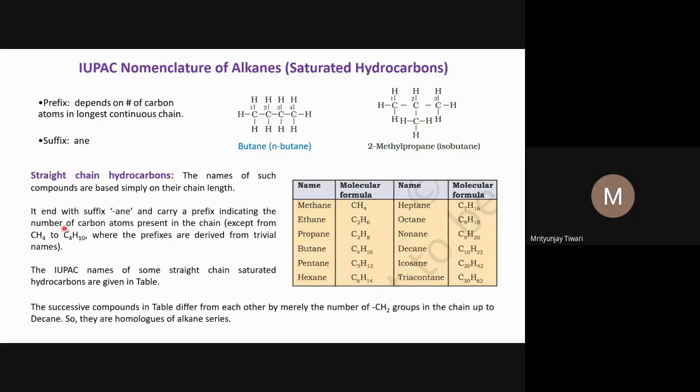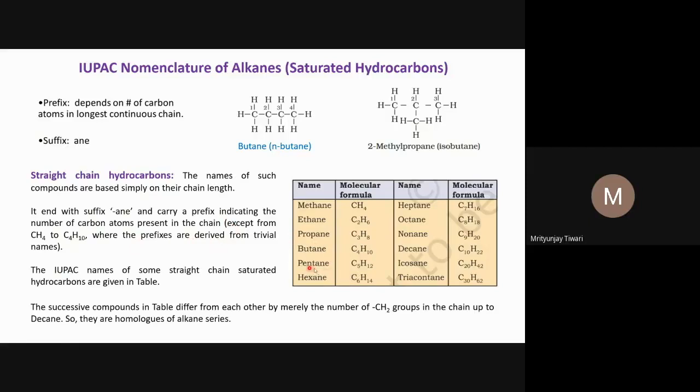So anyway, for the saturated hydrocarbons, the names we write are based simply on the chain length, and the names of the saturated hydrocarbons end with ane, which is called a suffix. They also carry prefixes, and these prefixes indicate the number of carbon atoms present in the longest continuous chain. What you should remember is that, except from CH4 to C4H10, where the prefixes are derived from the trivial names, meth, eth, prop, but are derived from the trivial names of methane, ethane, propane and butane, and not from the number of carbon atoms.